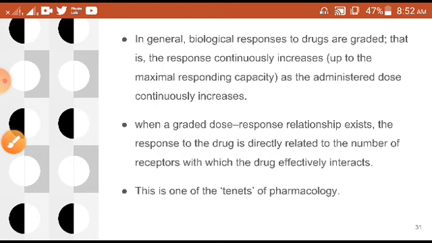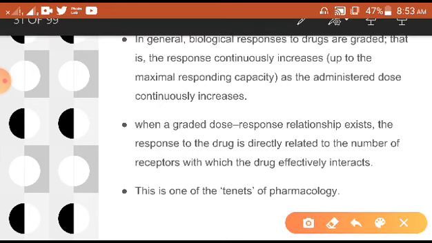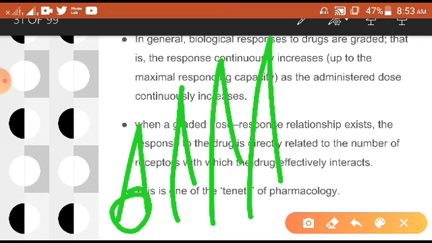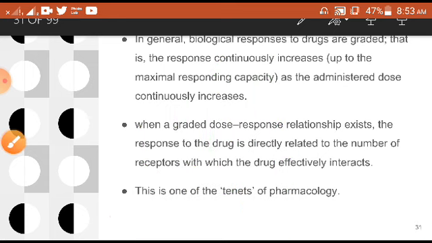When a graded dose response relationship exists, the response to the drug is directly related to the number of receptors with which the drug effectively interacts. So in the previous example, the number of receptors occupied are less here, a little more here, a little more here, a little more here. So this concept comes in the graded response.